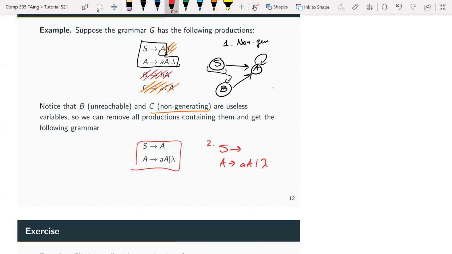So this is where you would be. Then you would have to add all of the non-unit productions of A, right? So then you would have AA and lambda. And that would be your equivalent grammar without unit productions. Okay.